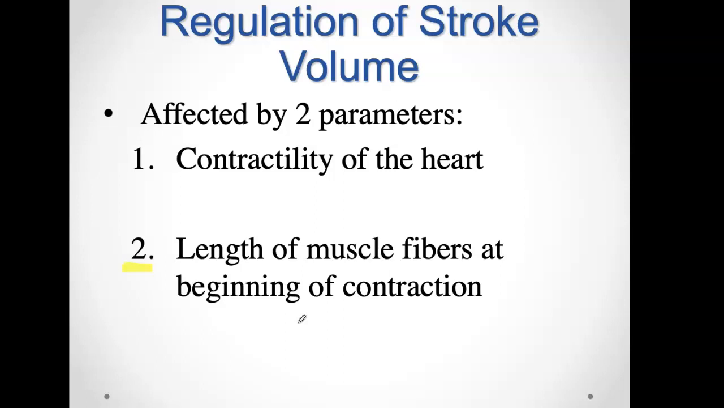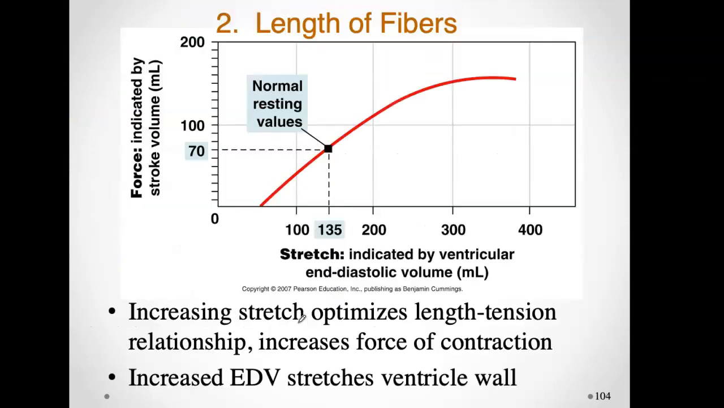And think of it in terms of overlap of actin and myosin. If it's very overlapped already, then that contraction is going to be limited. If it's not very overlapped, then that contraction can be more forceful, correct? It depends on how much of that overlap already exists. So look at this.